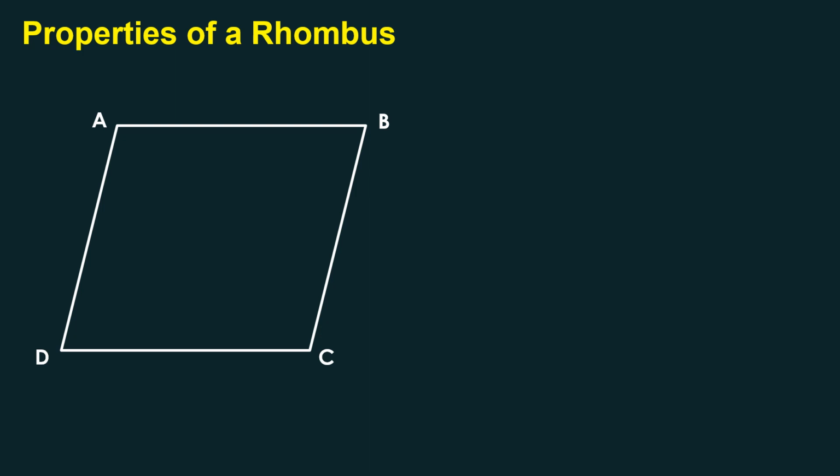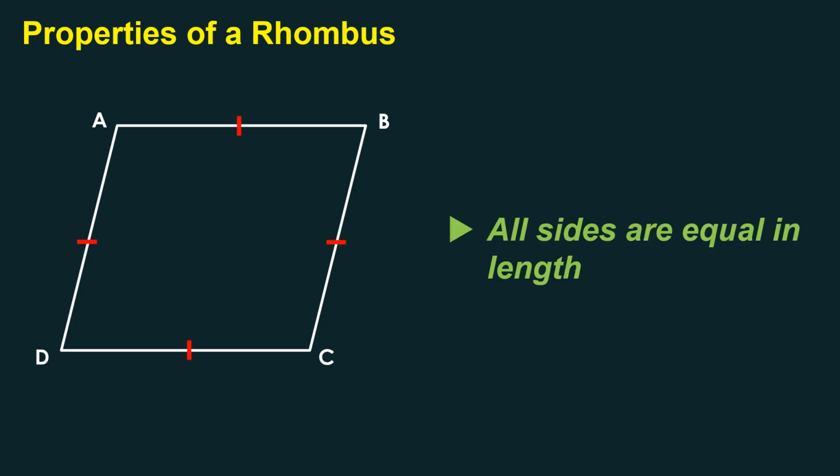Properties of a rhombus. First property, all sides are equal in length. So, like the square, all sides of a rhombus are also equal. This indicator here shows that all sides are equal.